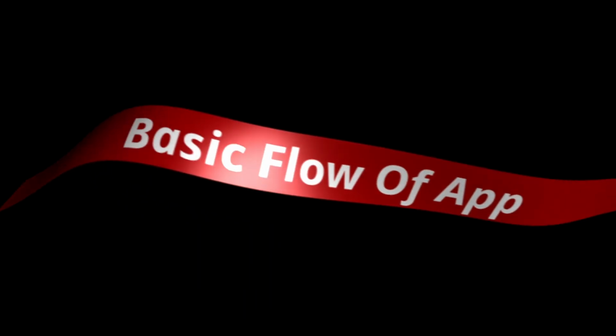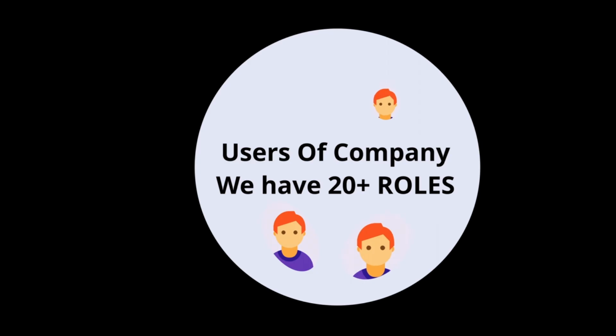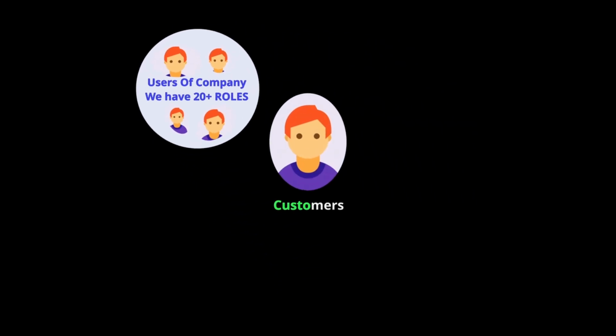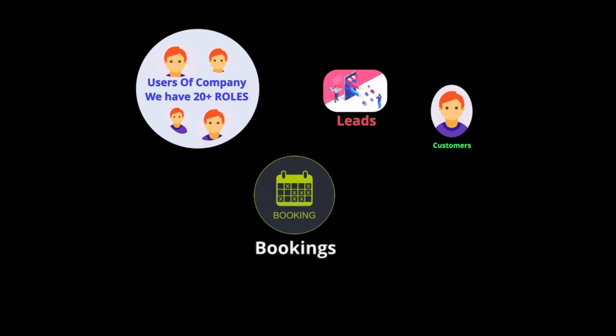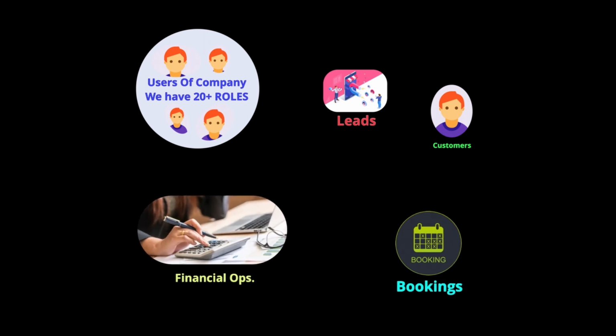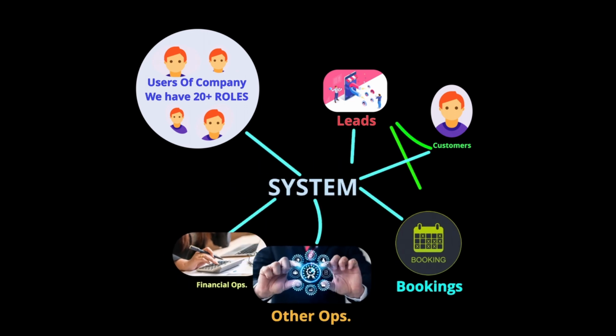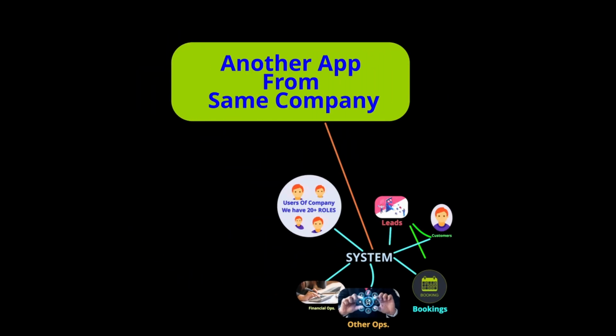Let's see the basic flow of the app. We have different user roles in the company. We have customers. They come via leads. Leads become bookings. Then we handle financial operations and many other operations in the company. Also, the system connects to other booking systems via API, like Instagram and Facebook, connecting each other.